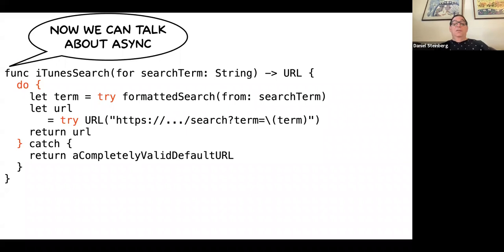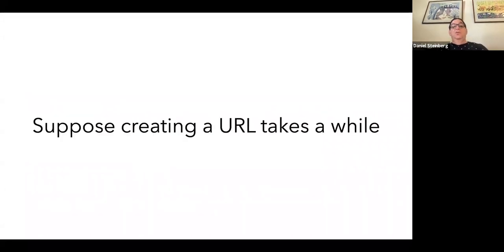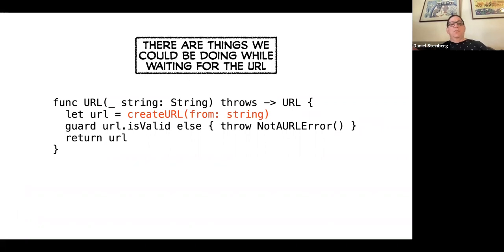So now, believe it or not, we're set up to talk about async. So let's suppose instead of getting an error or an optional, we just take a while to create a URL. It just takes some time. And so when I create a URL, it's going to take me a while. And so I have to wait for it. Because there are things that we could be doing instead of just waiting and waiting and waiting. And so what we do is we put it on another thread. We say, someone else do it. I'll go do other things that I could be doing.